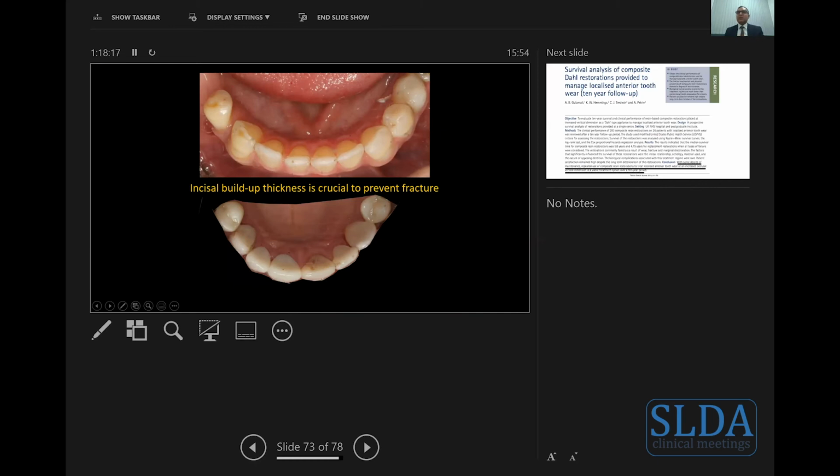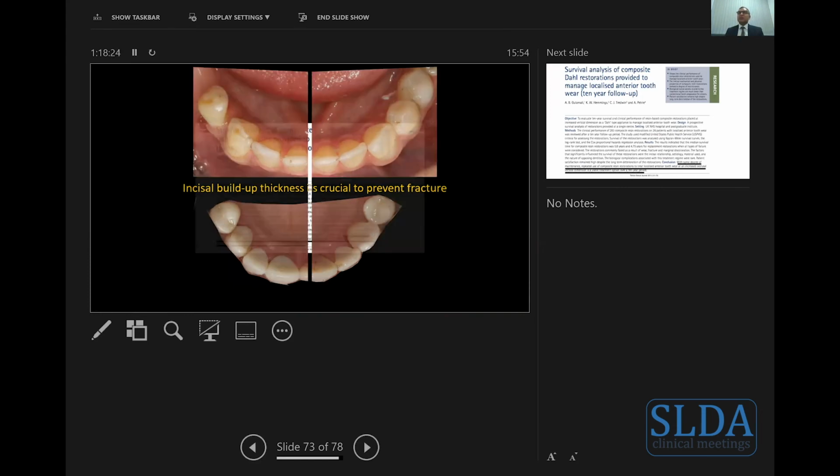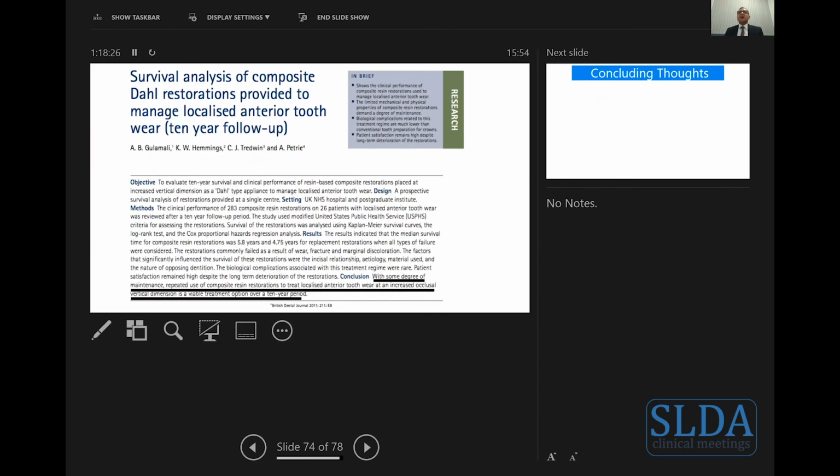At least 2 millimeters of thickness is critical. If you do not do that, then all of these buildups will chip off or break off. This is the paper that I was mentioning about, led by Ken Hemmings, a 10-year study. This is a series of studies. They looked at 3 years, 5 years, 7 years, and then 10 years.